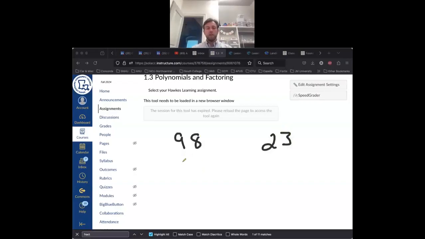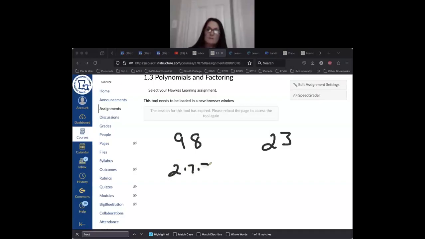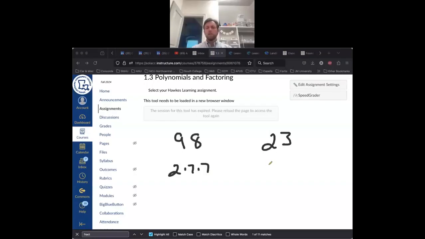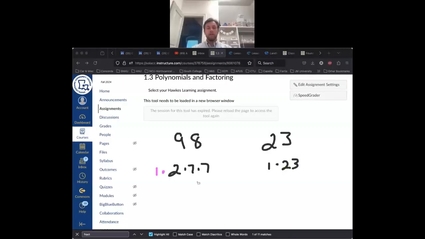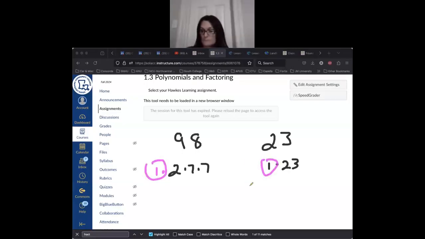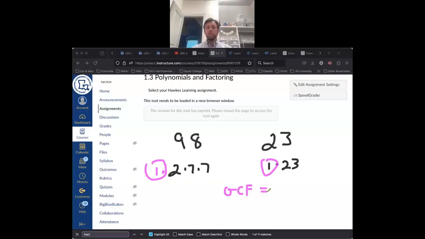Look for the prime factorization. What was this one again? 2 times 49. It was 2 times 7 times 7. So then what's this one? 23. Well, 1 times 23. Keep in mind, there's a 1 times in front there. So what's the GCF? 1. It is a gotcha, but it's relying on the fact that 1 is always there.